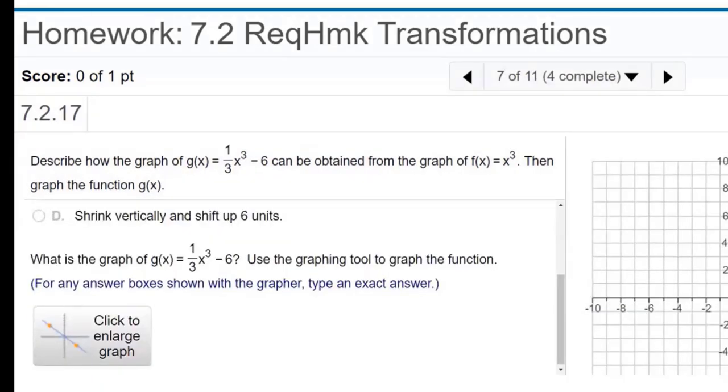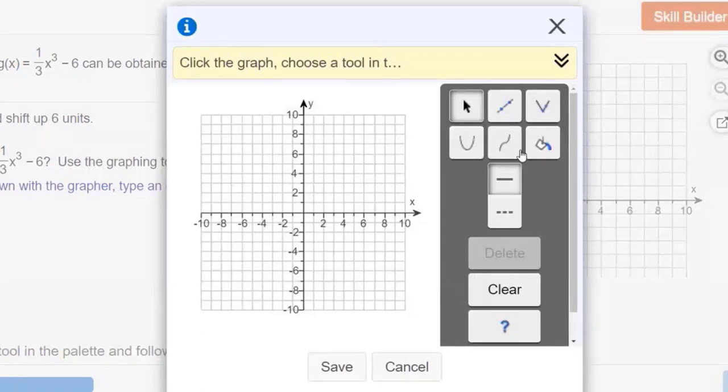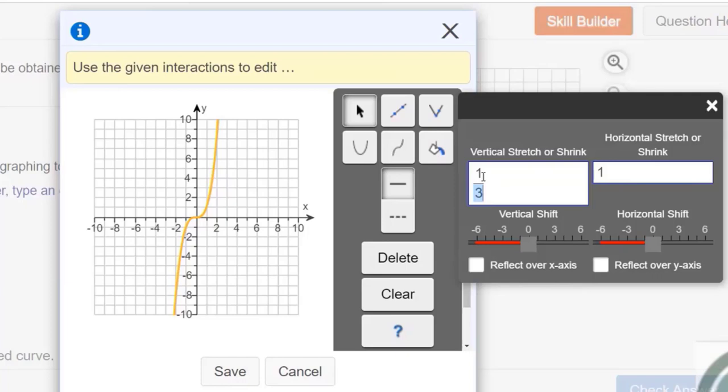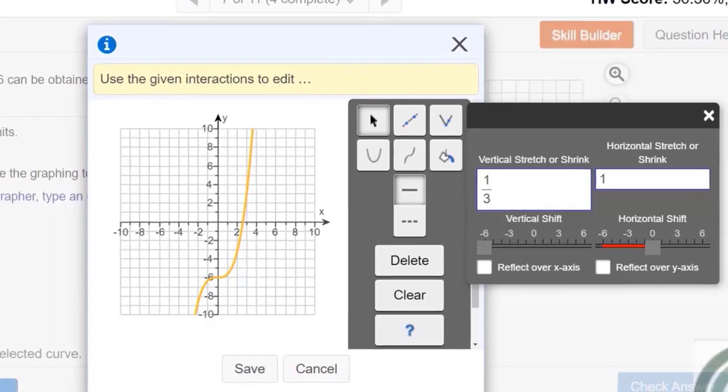Okay. Now, this is y equals x to the third. Okay, now we're going to show our stuff a little differently up here. Vertical stretch or shrink. It's a vertical shrink. One divided by three. Pretty smart. And we're going to do a vertical shift down six units. So I go to negative six. And notice how the graph moves with me. And those are my only two transformations.